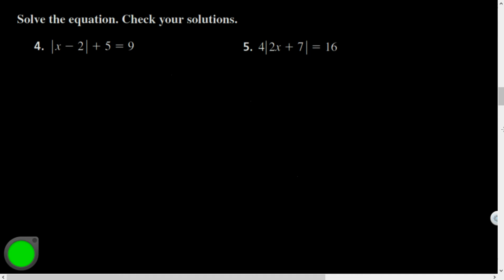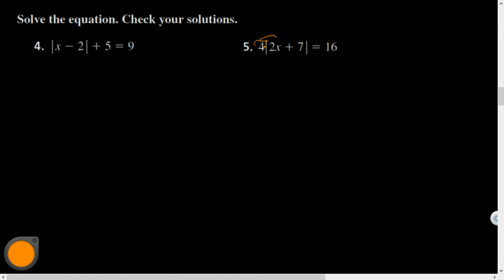Okay, so I'm gonna do 5, and then you will do 4 and 6. Can I break this up? No, I can't break it up, not yet. I've got to get rid of this 4 first. Step 1, isolate the absolute value. How do I get rid of multiplying by 4?